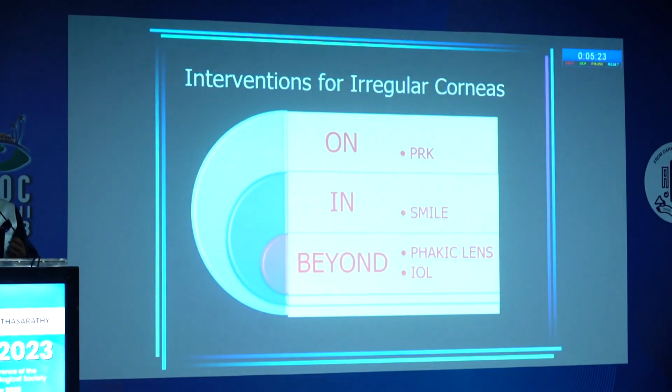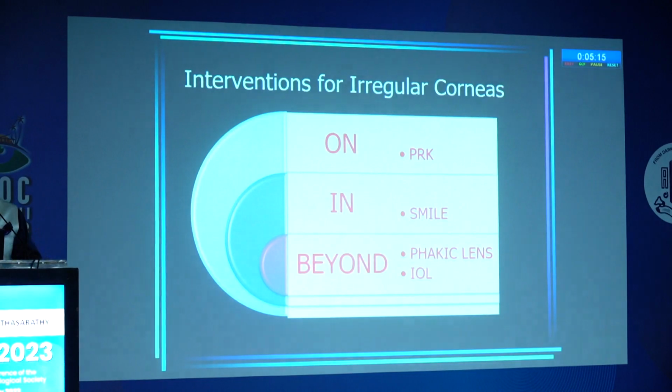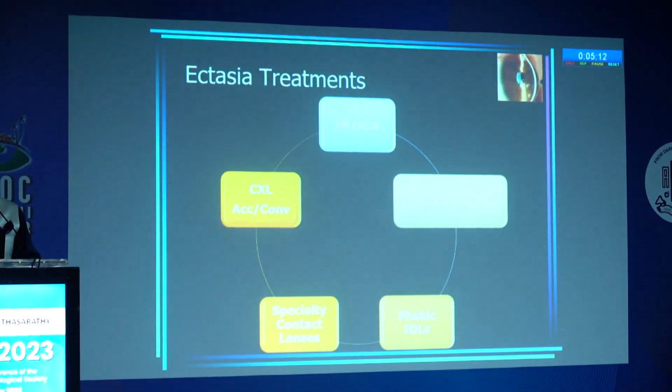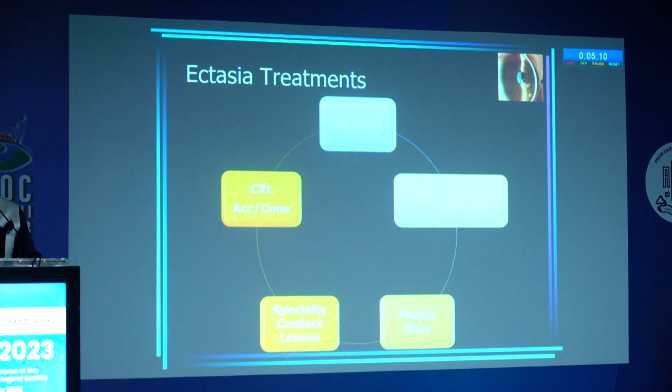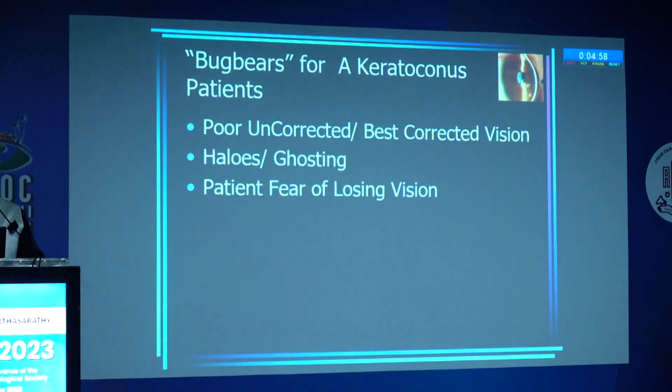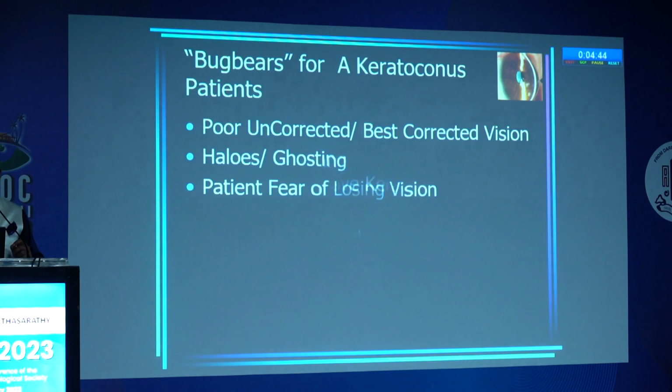So interventions for irregular corneas or keratoconus are broadly divided into something on the cornea, something in the cornea, and something beyond the cornea, like SMILE as in additions. Now, when you look at ectasia treatments, you can look at INTACS, you can look at topoguided PRK, you can combine it with phakic IOLs. There is a very, very good outcome with specialty contact lenses, or of course you can have a combination of CXL. But as a patient, what are the bugbears for keratoconus patients? It's about having poor uncorrected visual acuity, or at least having reasonable best corrected vision. They do complain of halos and ghosting, and there is always a small fear of losing vision.